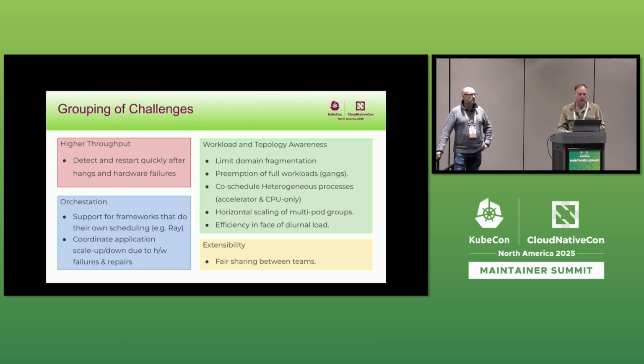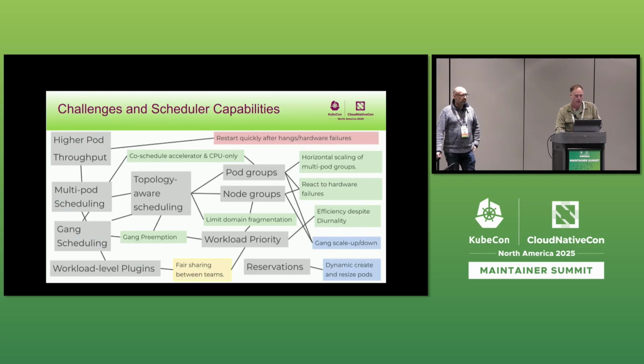So what are the implications for scheduling? I took all the challenges I just talked about in the last 4 slides, and I grouped them into, I think, 4 categories. Higher throughput; orchestrating with applications, being aware of workloads, groups of pods, and topology, groups of nodes; and then the need for extensibility, because we see that customers want a lot of control over what exactly fair sharing means for them. So how do you deal with all these different things we need to change at once?